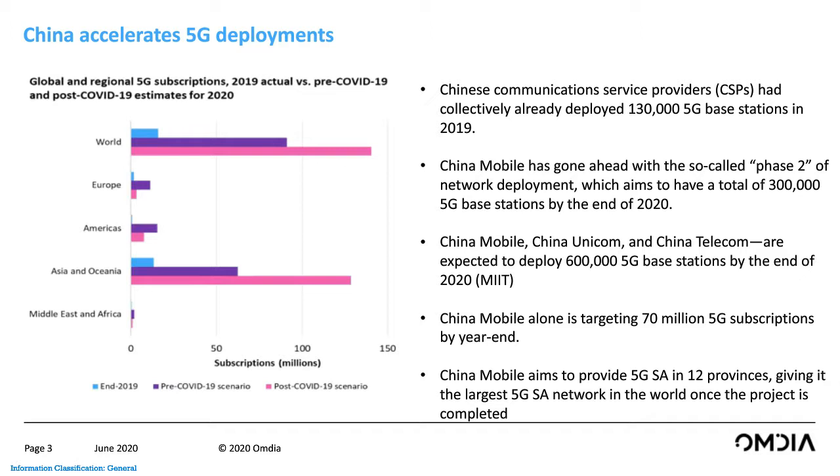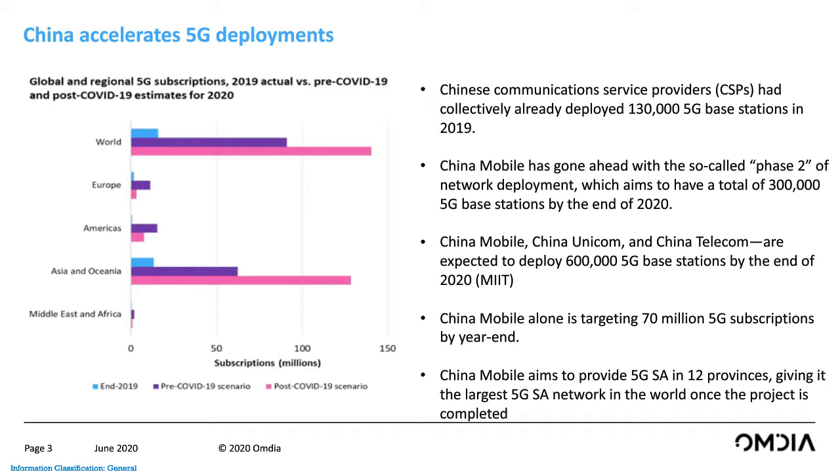And obviously, it's not only about deploying networks. The adoption, at least from the first phase, is quite remarkable. There are quite a lot of data points released by China Mobile, but I want to pick the most important of all. They're already looking at having a subscription base of 5G that is expected to reach 70 million this year, meaning in the next few months they will reach 70 million scale. And of course, topic of today, China Mobile aims to provide 5G SA in 12 of the most important provinces, meaning that China Mobile will have the largest 5G SA network in the world once the project is completed.